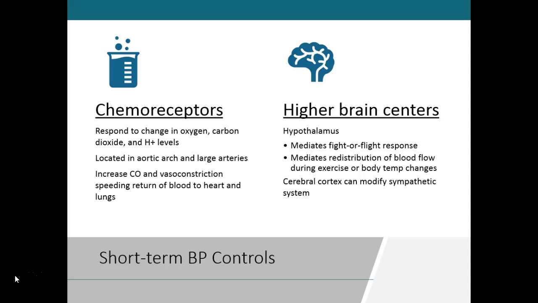The chemoreceptors are also responsible for providing some input to the respiratory system so that the respiratory system can adjust the rate of breathing to help get in more oxygen and get rid of more CO2. And of course, we know that that is going to help to prevent changes in blood pH as well.